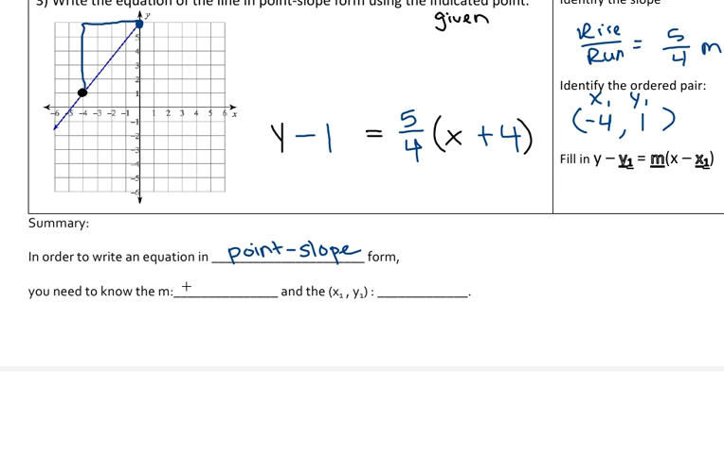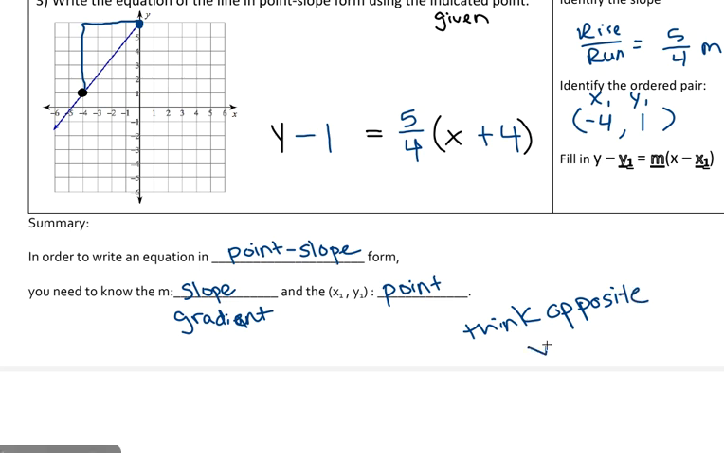Okay, you need to know m. M is the slope. And remember, they call that gradient. That was my fault, and I can't change it. It's very annoying. I don't even know how to spell gradient. I think it's an A. I don't know. Okay, and x1, y1 is a point or an ordered pair. Okay, remember to think opposite with that point. All right, and that's it.